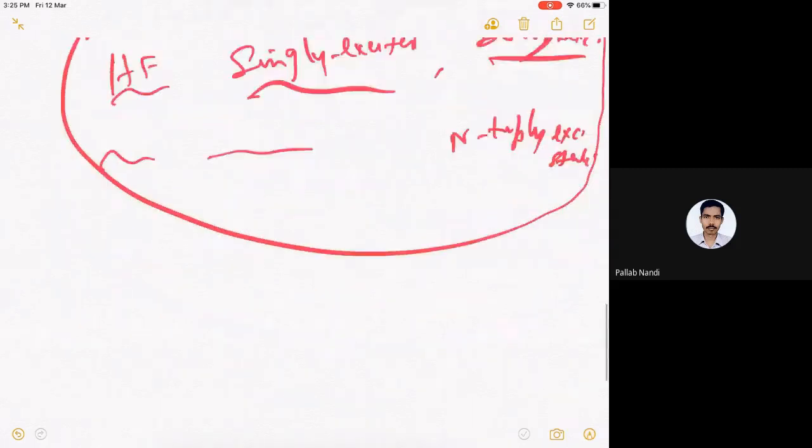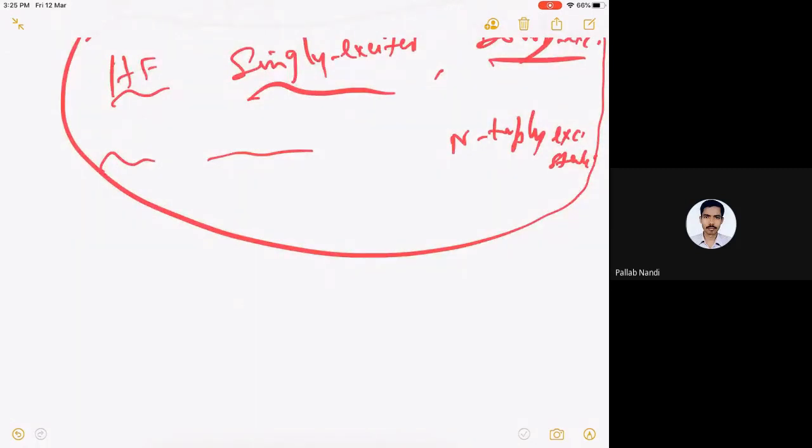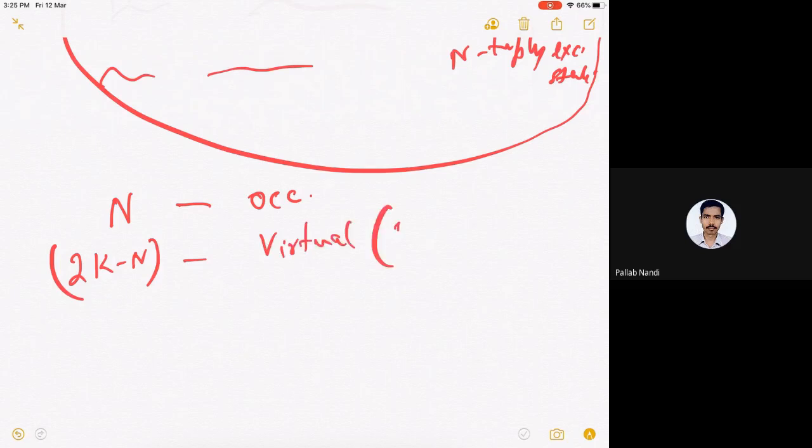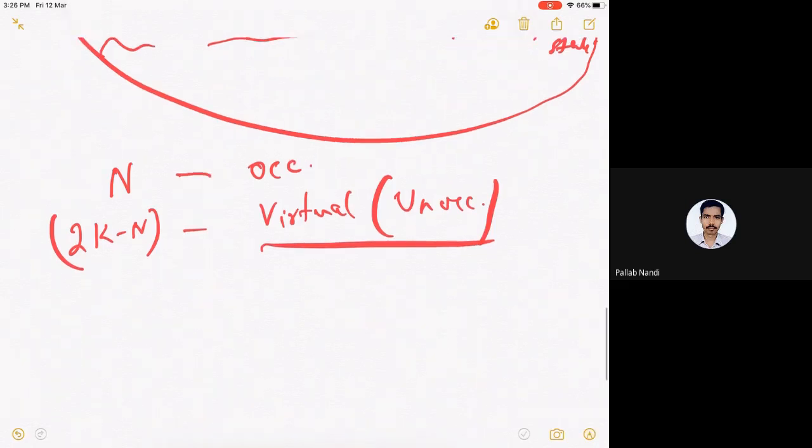So if you want to know a little bit in more detail, since I have n spin orbitals, I have basically n occupied orbitals, correct? In terms of the Hartree-Fock notation. Then how many virtual orbitals will be there? 2k minus n. Is it clear? Virtual orbitals are the same as unoccupied orbitals, like a LUMO. The lowest unoccupied orbital is one of them. So I have a total of n occupied and 2k minus n virtual orbitals.